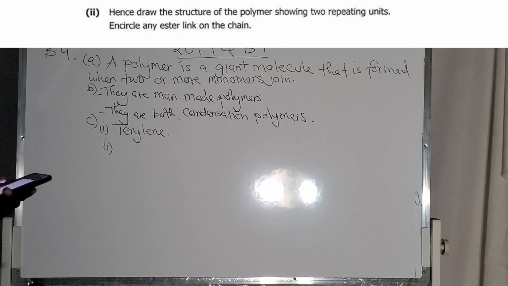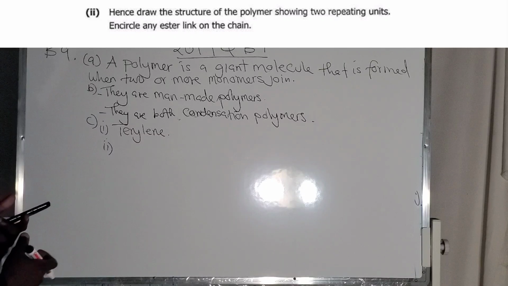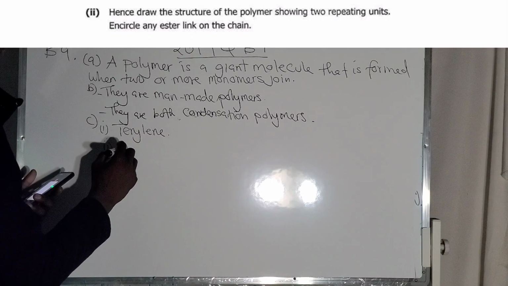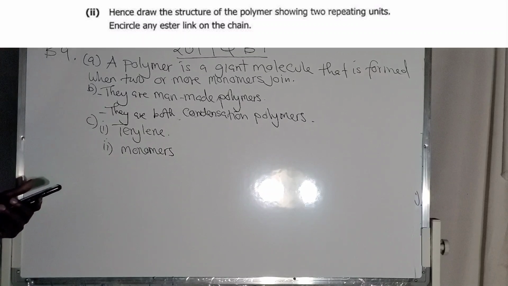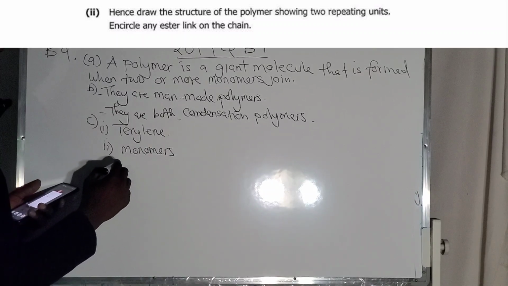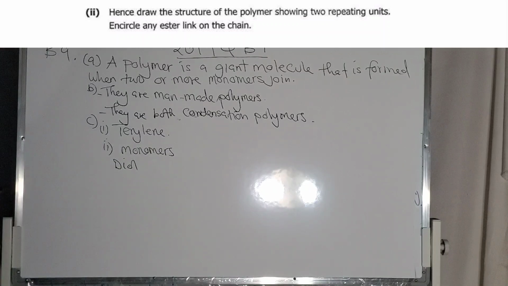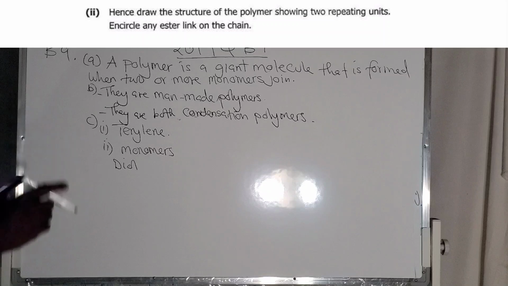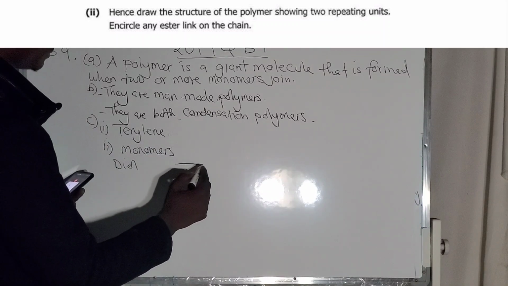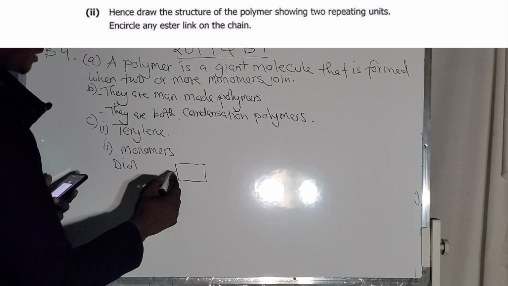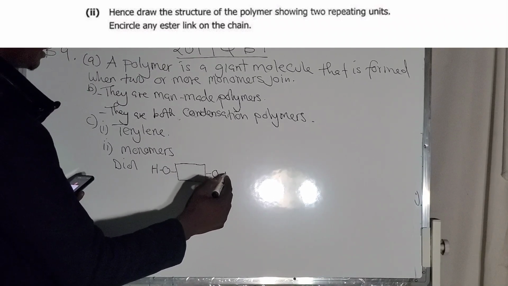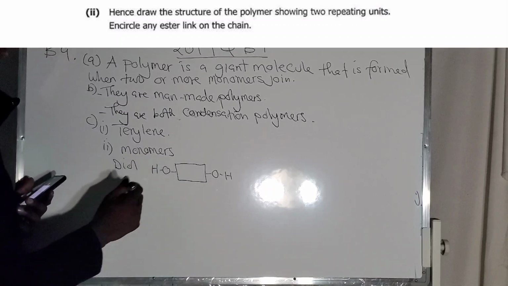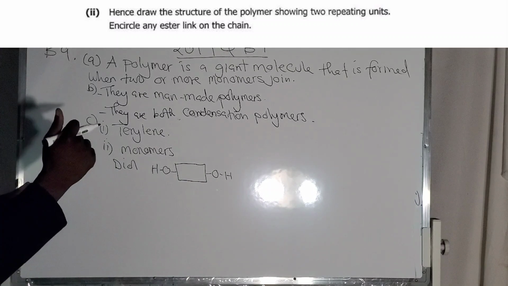Now, before you do anything, you need to know the monomers. The monomers for a polyester are a diol and a dicarboxylic acid. The structure of a diol is like a rectangle here, and you have oxygen, hydrogen on this side, and the same on the other side, oxygen, then hydrogen. This is a diol.